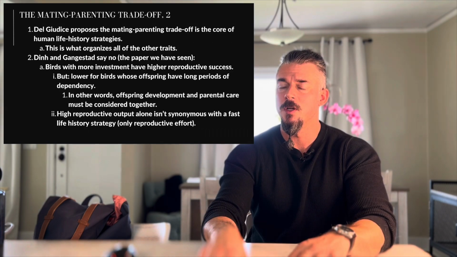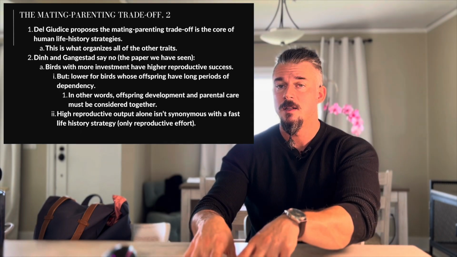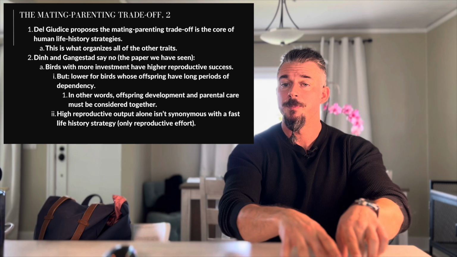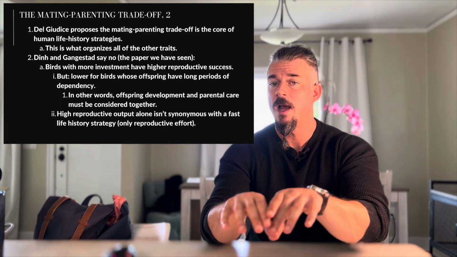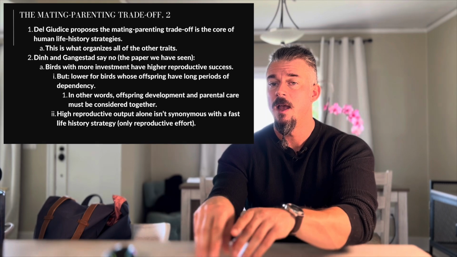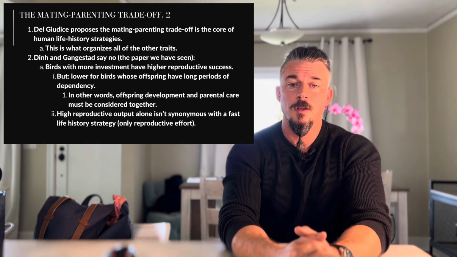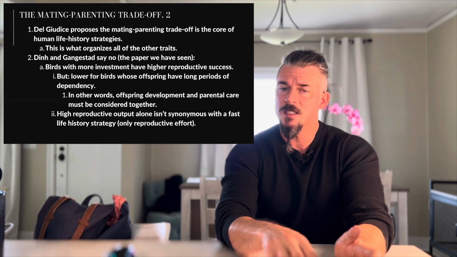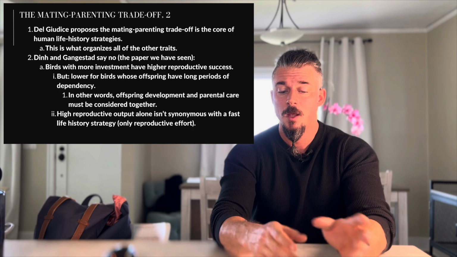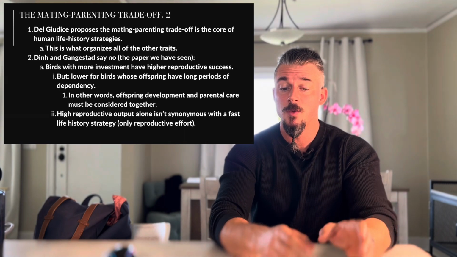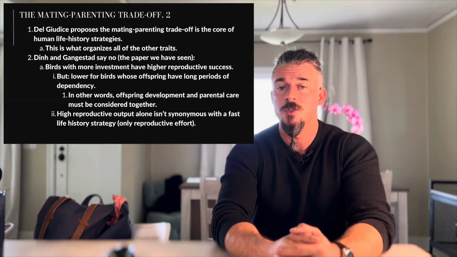They also have higher reproductive success, right? We expect investment, in life history theory, to be associated with fewer offspring. In birds, we see the opposite, right? Birds who have more biparental care have higher reproductive success, or more offspring. But as the author of the current paper says, this is actually lower for birds whose offspring have longer periods of dependency. So that might be the case across the board, but then you look at birds that need more parental care, and then you see the typical life history strategy thing, right?